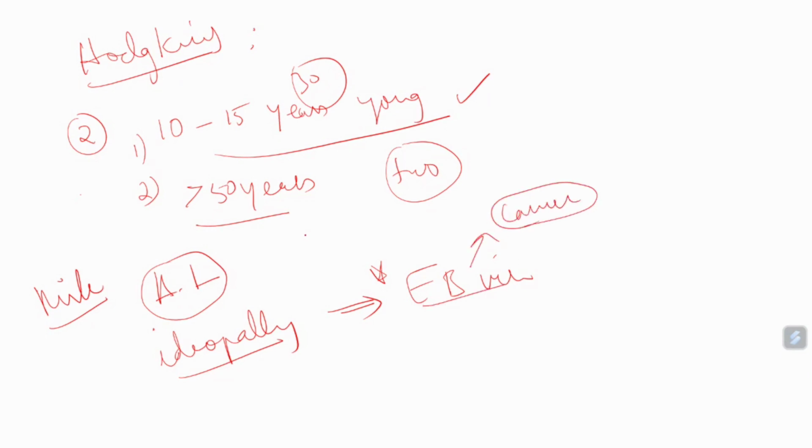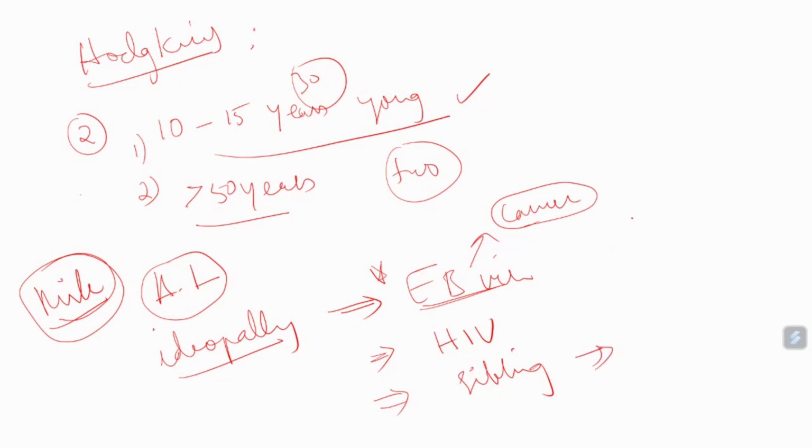Most of the Hodgkin's lymphoma cases are associated with EB virus infection, and a few cases are also associated with HIV infection. So people with HIV also have a greater risk. Another risk factor is people from the same family, I mean siblings. Siblings also have a high risk of getting lymphoma.